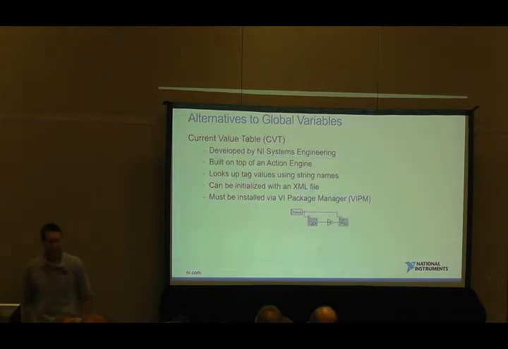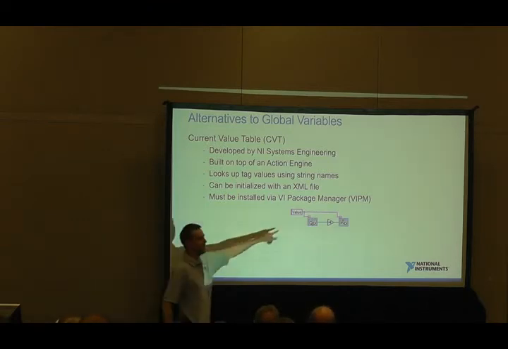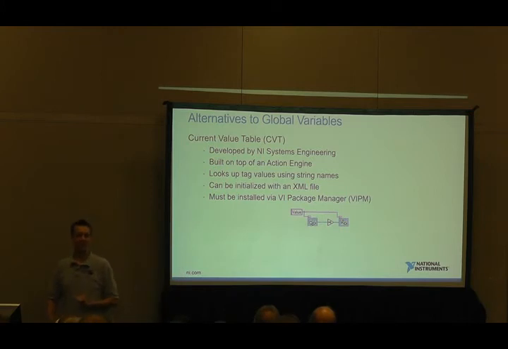Current value table. This is actually a library developed by NI Systems Engineering. It is not shipped with LabVIEW, so you have to install it through VIPM. It's great for when you don't know what tags you need out there in the world. It uses a string to look up what tag you're trying to find, so it's great for dynamic situations. And they also have an XML interface if you want that. Actually, it's built on top of an action engine, if anyone cares. But it's a great library.